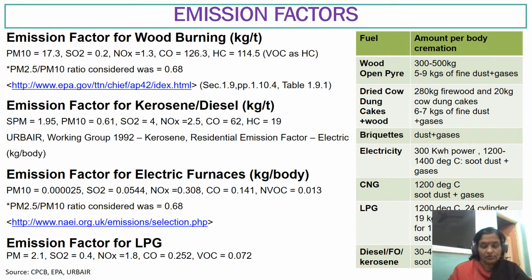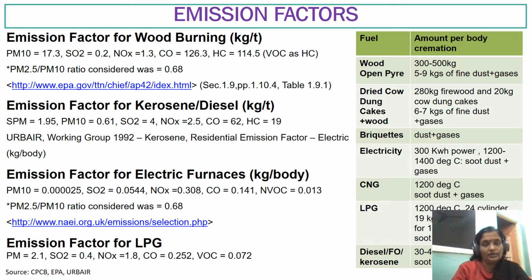crematoria. So how do we estimate the emissions that are coming from these units? For wood burning, for kerosene and diesel burning, for electric burning, and for LPG burning, these are the various emission factors. We can see that for wood burning, the PM10 emissions are much more than for kerosene, electricity and LPG. Similarly, for other gaseous emissions, wood burning is the highest, followed by kerosene, LPG, and electricity burning.